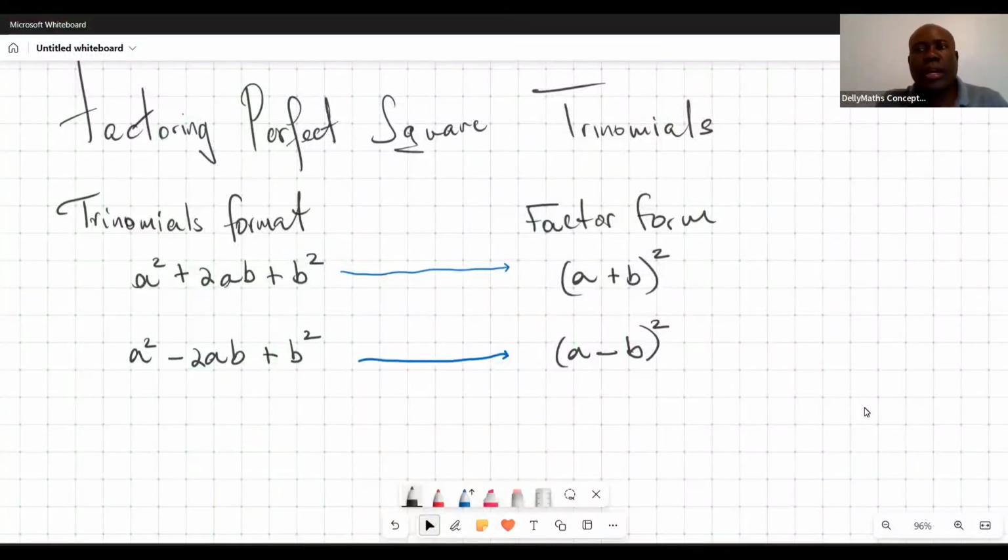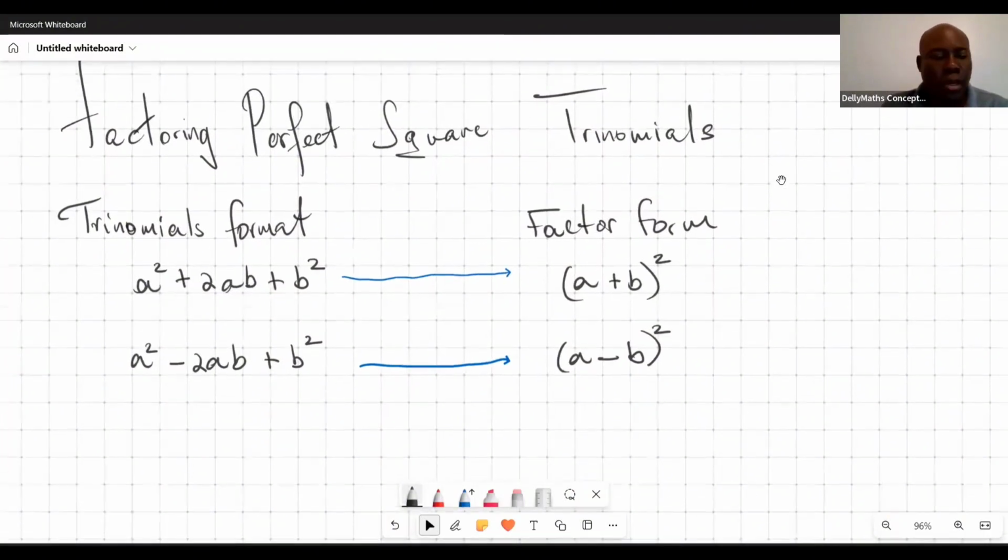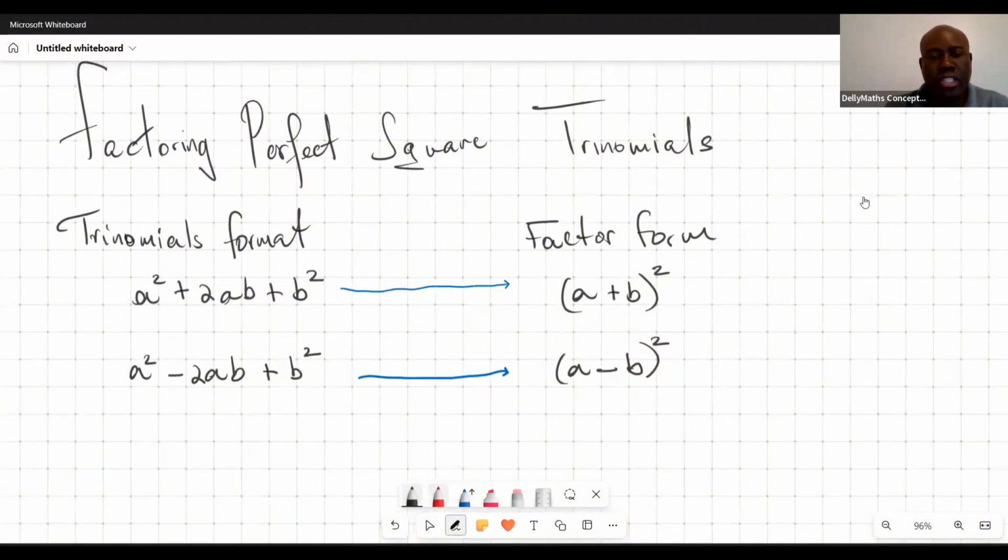Right. What we're looking at in this segment is how we factor perfect square trinomials. What's the easiest way to get to the factored form of those? On screen, we're looking at the general format in which the trinomials would be set, and then what the factor format is for them. So we want to quickly dive into this idea.